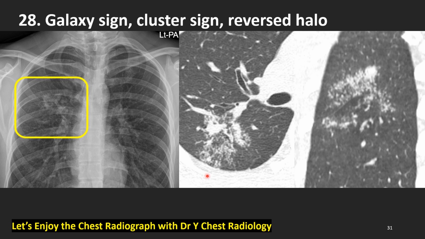How about another case of galaxy sign? Look closely. This is central nodule of galaxy with scattered stars around. Galaxy sign, or simply it can be crowded stars, cluster sign. This coronal image shows central emptiness with surrounding stars. This is also called reversed halo, or galaxy sign, cluster sign, reversed halo sign.